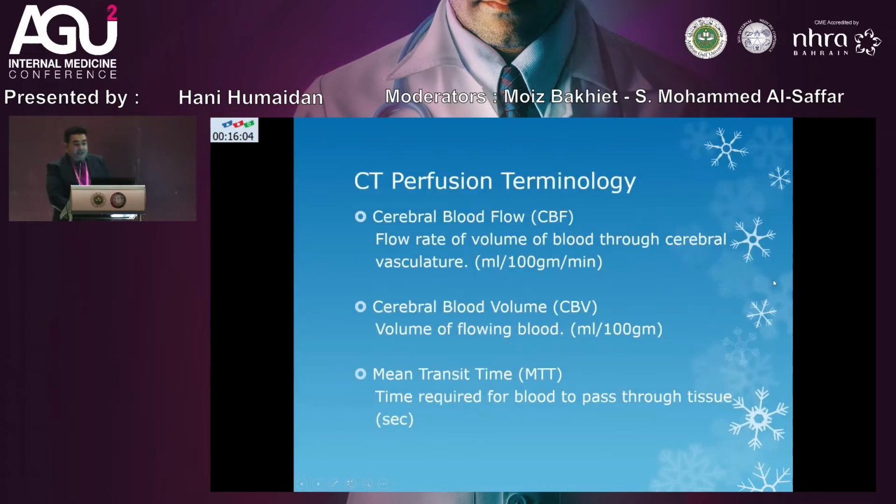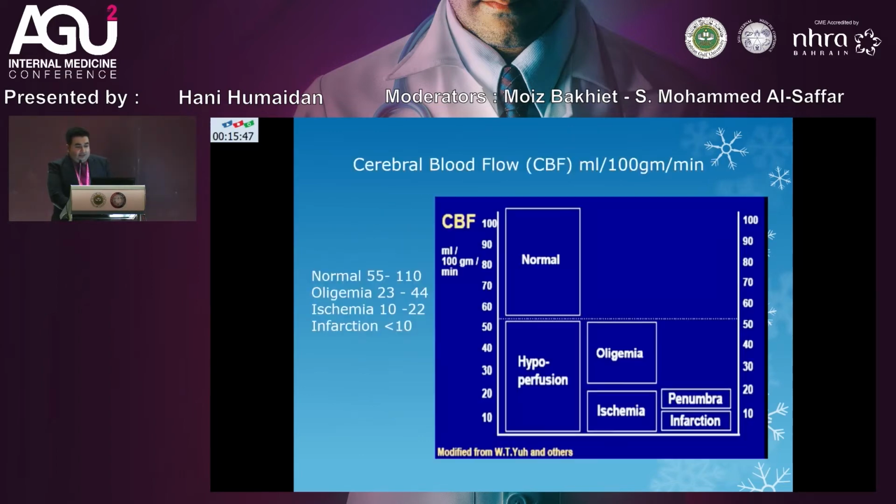Okay, so about CT perfusion terminology, there is cerebral blood flow, which is the flow rate or volume of blood through cerebral vasculature in mLs per 100 grams per minute. Then cerebral blood volume, that's the volume of blood, and the mean transit time. This is important to recognize to explain the penumbra. So I'll just explain here. This is the normal cerebral blood flow, above this line, normally above 55, so 55 to 110. Below 10 is the infarcted area.